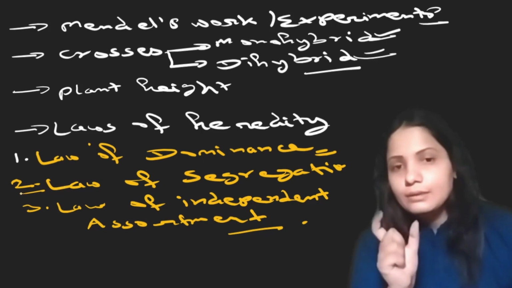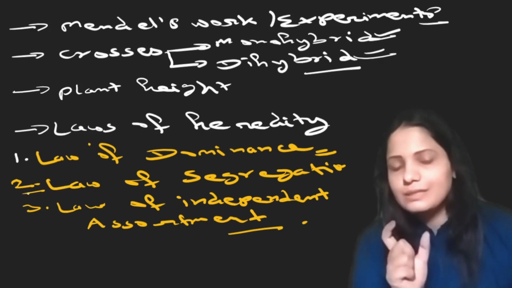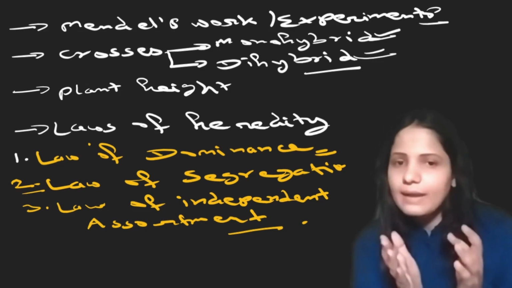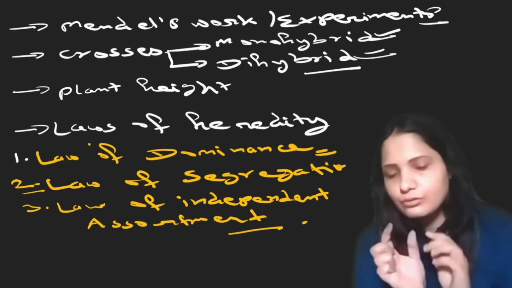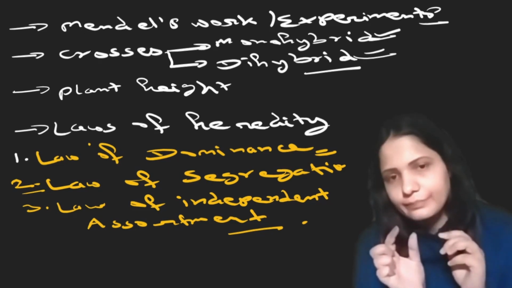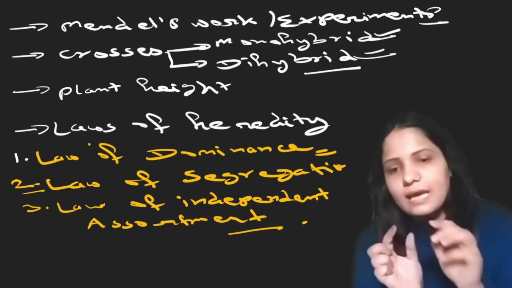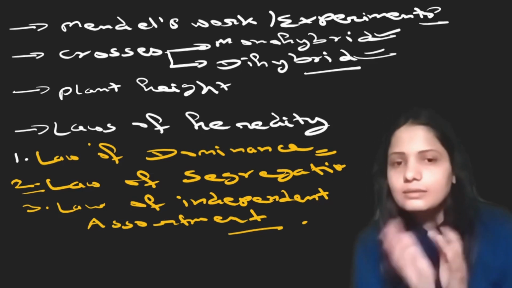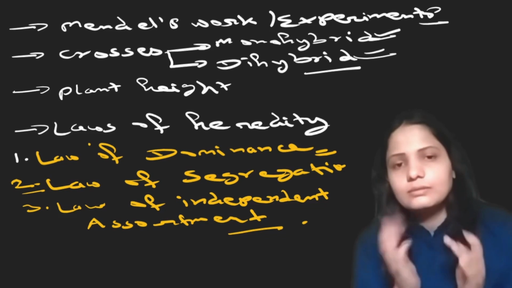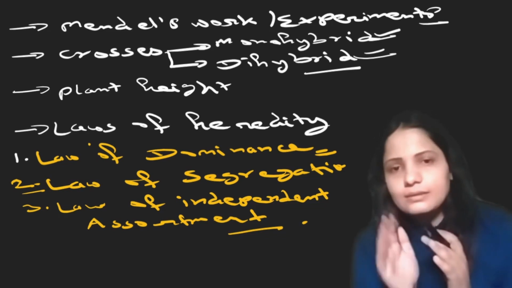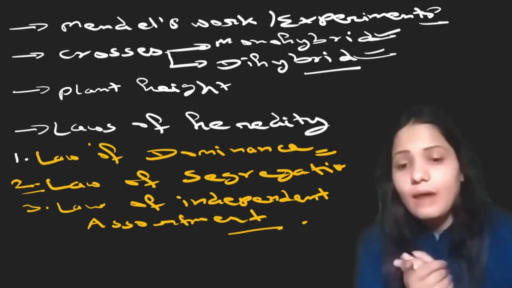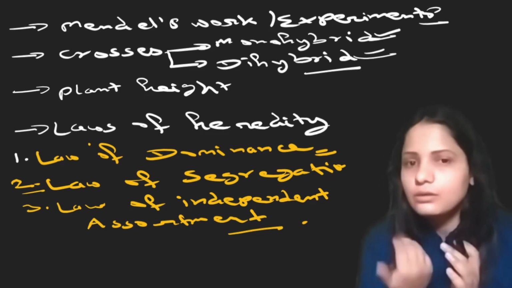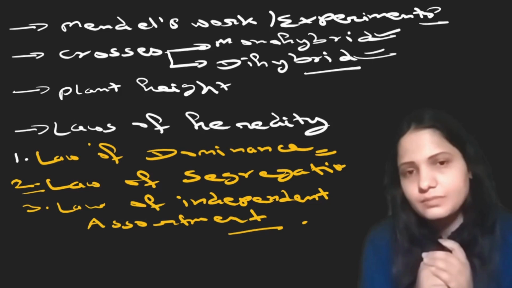And he worked on contrasting visible traits. He took a trait like plant height and then performed monohybrid cross and dihybrid cross to study that trait. Same way, he considered other characters also like flower color and seed shape, contrasting visible characters. After all this experimentation, finally he concluded certain laws based on the analysis of experiments.